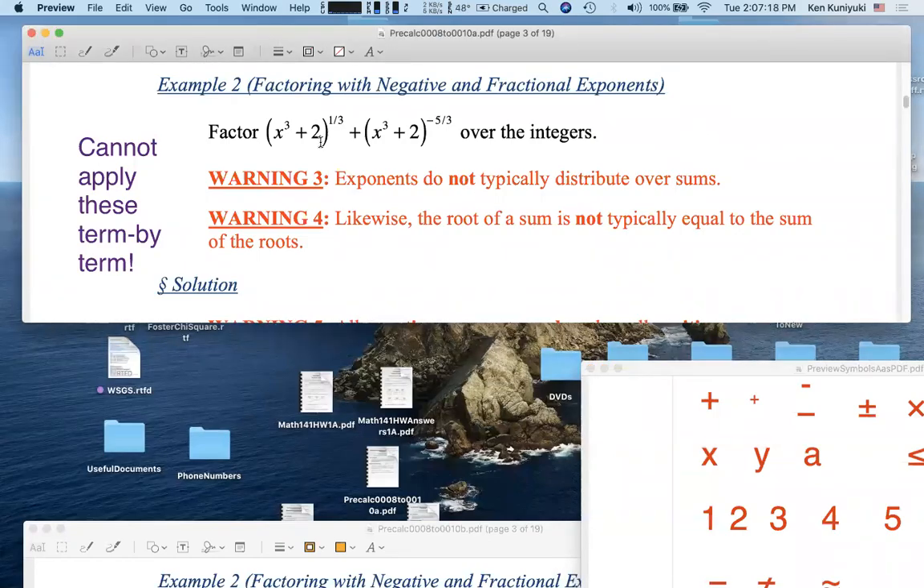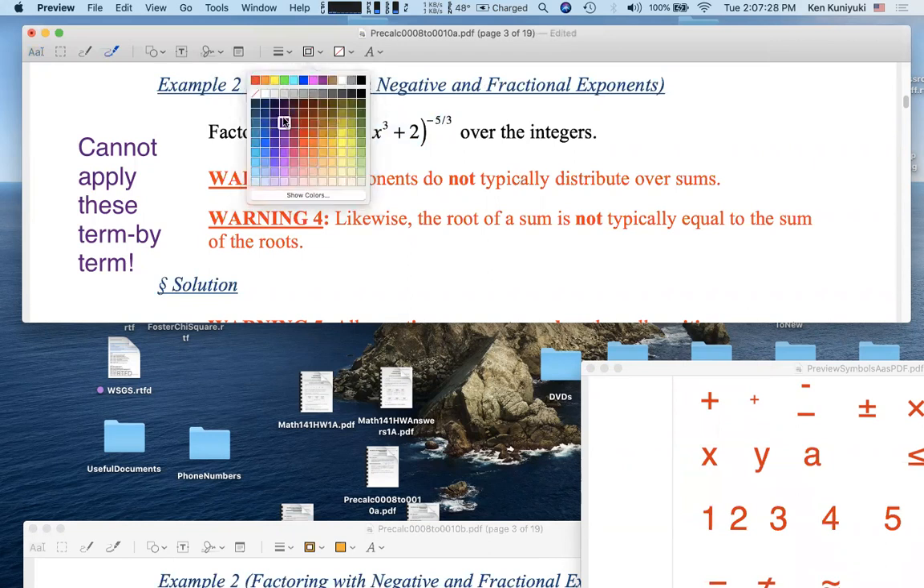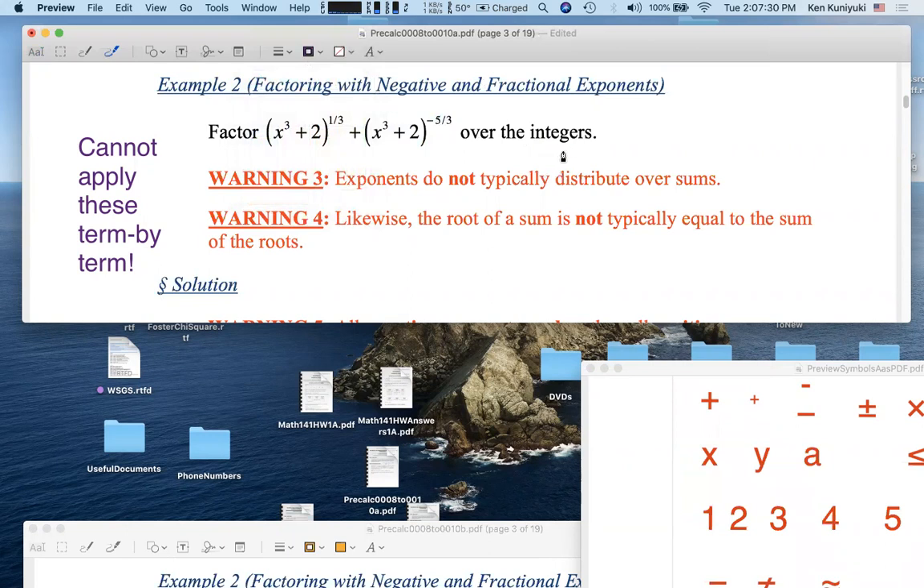Hi, everyone. So let's factor this algebraic expression over the integers, Z. Only integer coefficients. Now, the weird thing about this expression is that we have these fractional exponents, the 1/3 here and the negative 5/3 over here. But again, the same basic principles will apply.